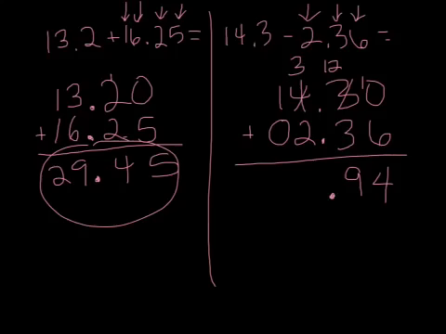3 take away 2 is 1. And 1 take away nothing is 1. So your answer to that is 11 and 94 hundredths.